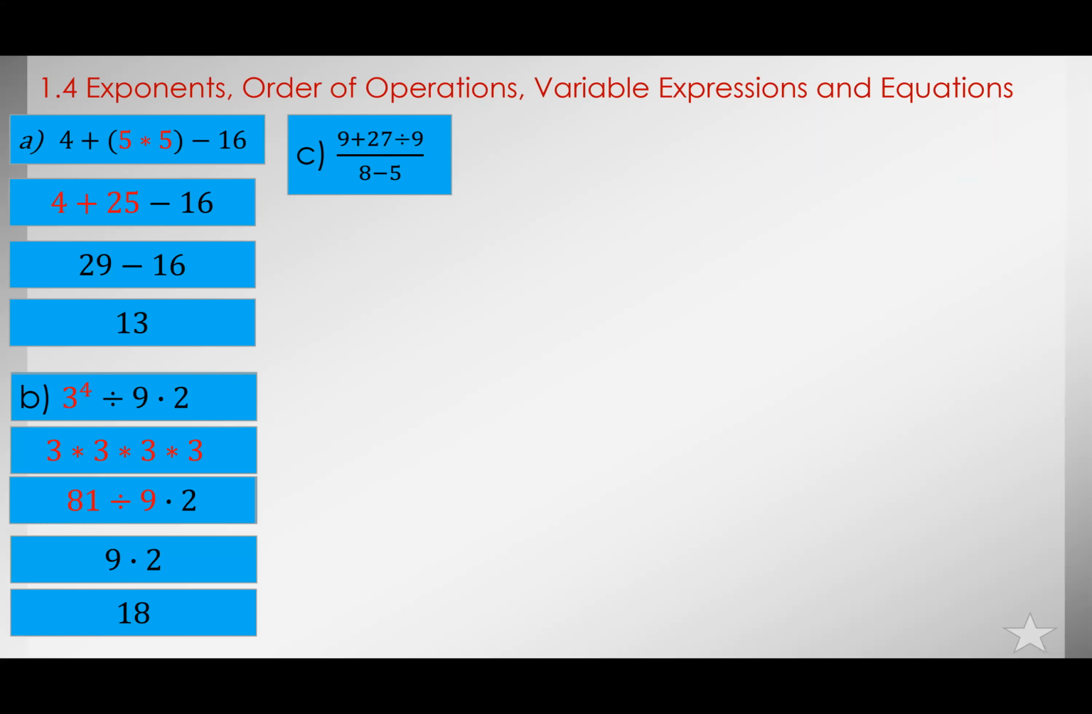So if you look at C, you say, wow, C is a little bit different than A and B because now we have a numerator and a denominator. We have 9 plus 27 divided by 9 in the numerator, and 8 minus 5 in the denominator.